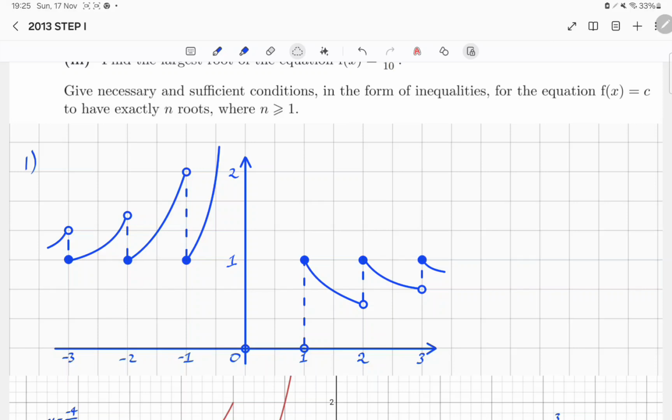However, once we move to having c between 1/2 and 2/3, then f of x equals c will have one root because it passes through the graph once. Similarly, the number of roots will increase as we increase c towards 1, and at c equals 1, f of x equals c will have infinite roots.